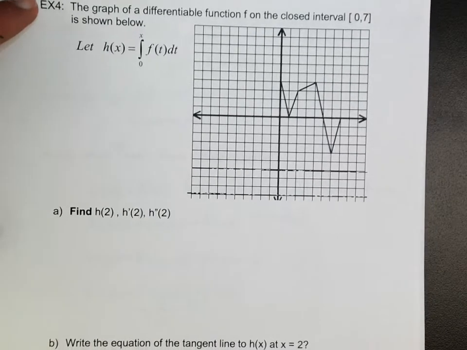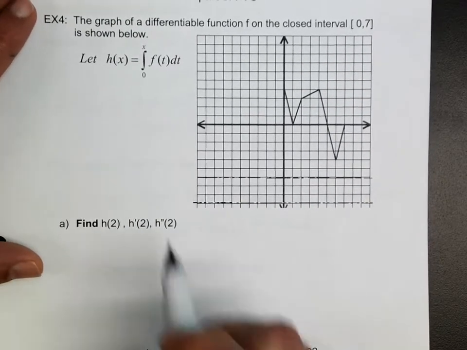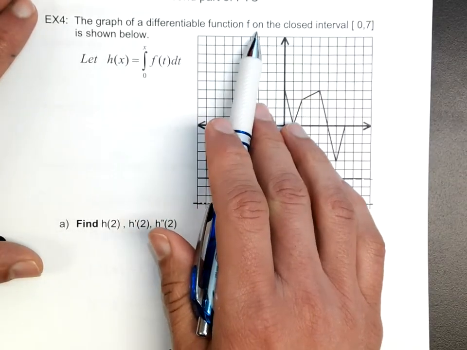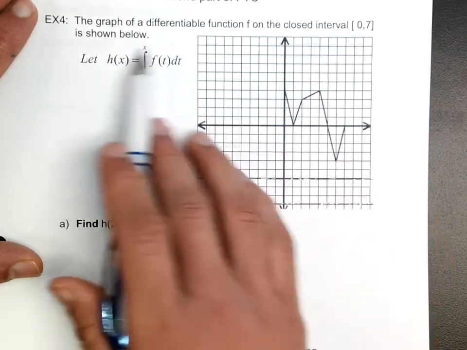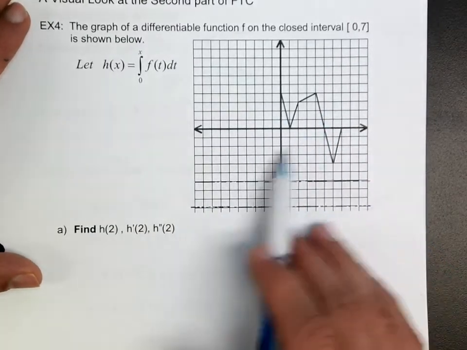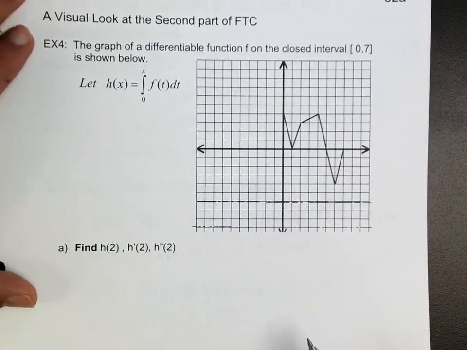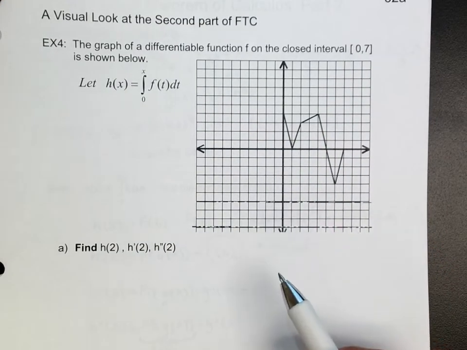Alright, so notice that it says right here that the graph of a differentiable function f on the closed interval between 0 and 7 is shown below. So this is this function f. Now they want us to find h of 2, h prime of 2, and h double prime, or the second derivative of h. Okay, so let's do the easy one.